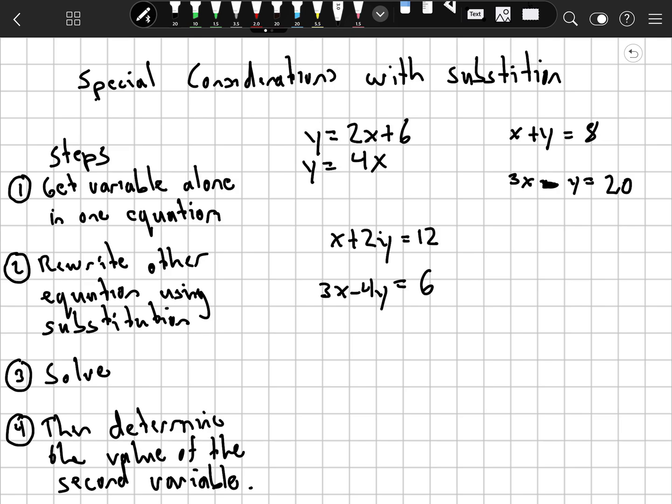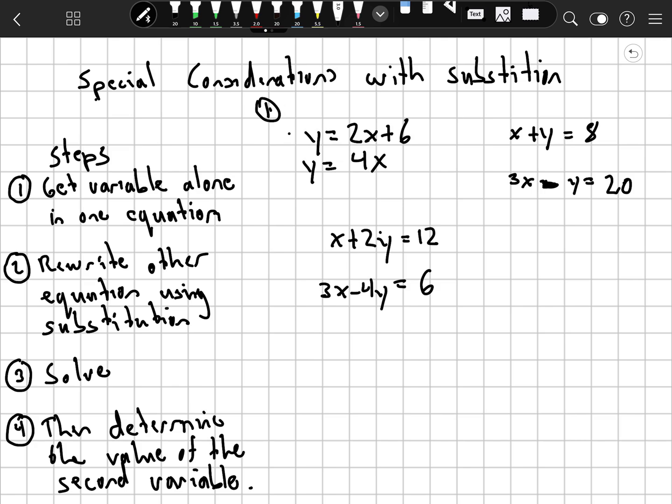Okay, I wanted to show you some situations that are going to come up, and I don't want you to look at them and think that they're weird, but I want you to recognize that you can do them. First of all, sometimes you'll have something in function form like this one up here. I'll label it number 1, where y equals 2x plus 6 and y equals 4x. This is actually really nice. It works out nice and easy.